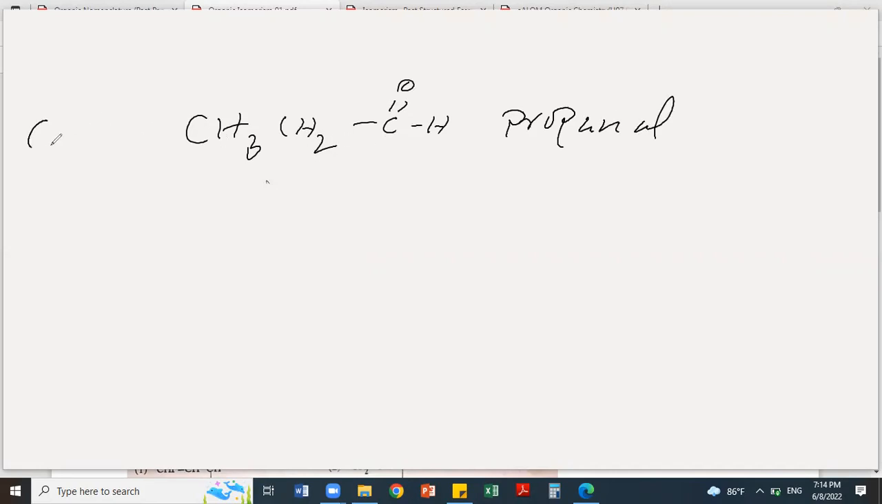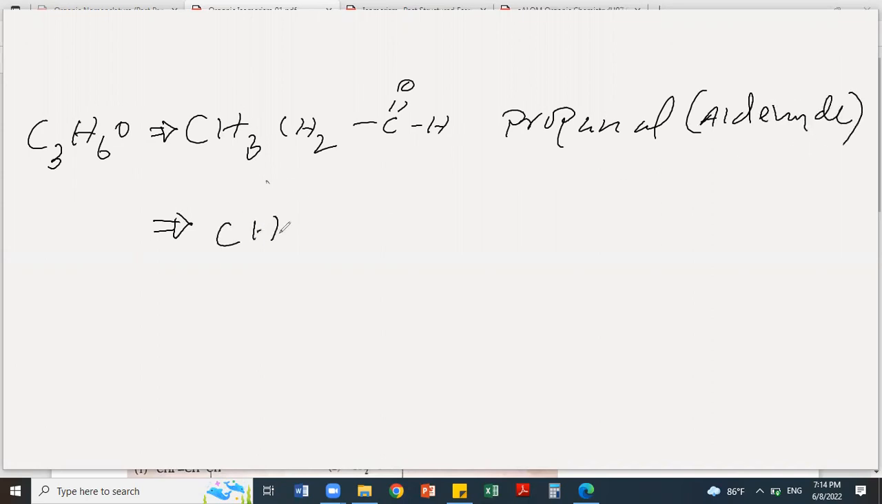Now, one more thing. If you take the aldehyde CHO: CH3, CH2, CHO. This is called an aldehyde. What is this called? Propanal. The chemical formula: C3, and how many hydrogen here? 3 plus 2 is 5, plus 1 is 6. C3H6O. This propanal is an aldehyde; CHO is the terminal aldehyde group.